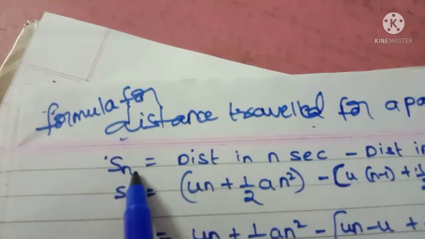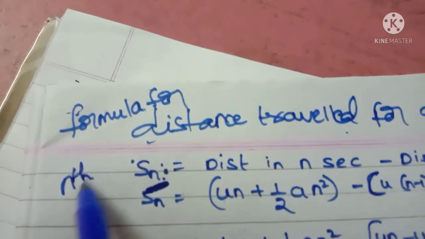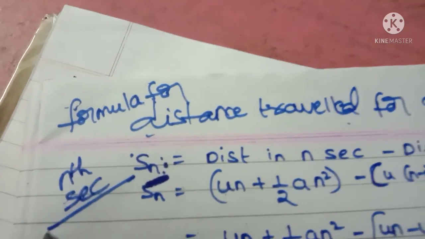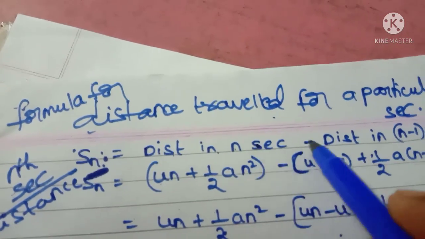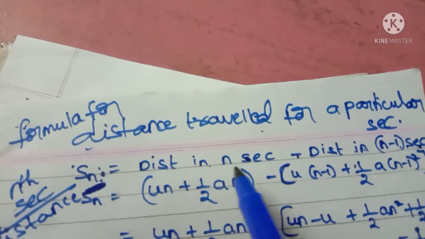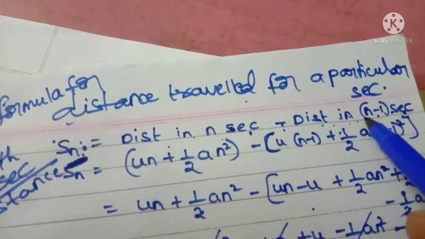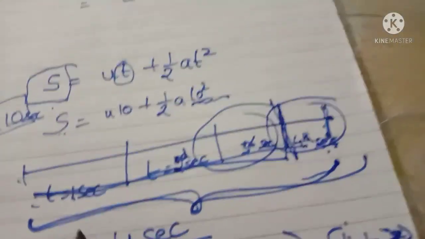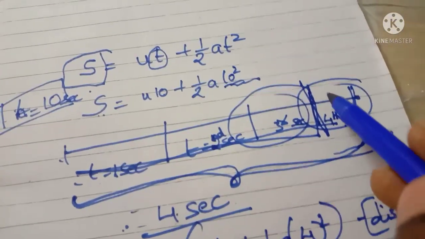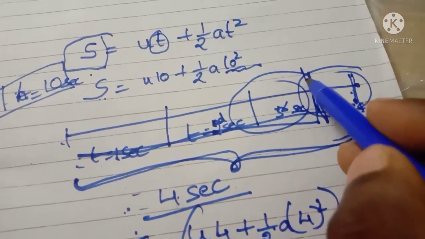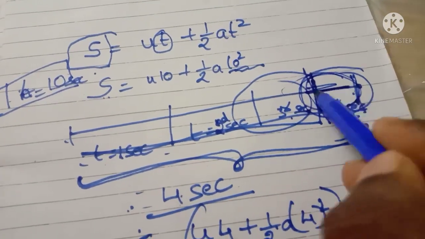Sn means the distance traveled in a particular second, the nth second. Here I am deriving the nth second distance. Sn equals distance in n seconds minus distance in n minus 1 seconds, that is distance in 4 seconds minus distance traveled in 4 minus 1, 3 seconds. For 4 seconds this is the distance traveled. So when you remove the distance traveled for 3 seconds, you will get the distance traveled in the 4th second, that is this particular distance.